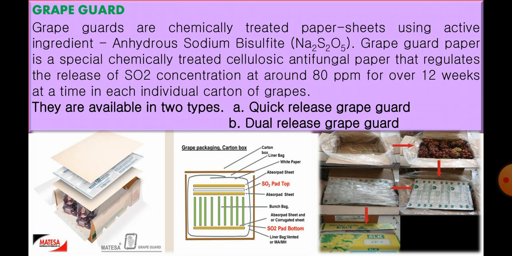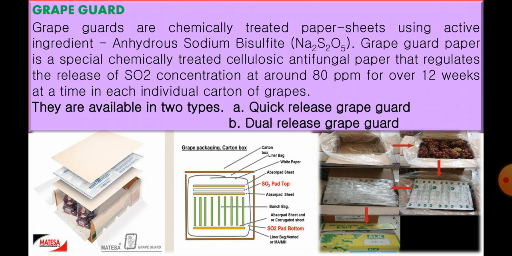SO2 concentration at around 80 ppm for over 12 weeks in each individual carton of grapes. Their function is to preserve the quality of grapes in store and transit by controlling decay. Grape guards improve quality by maintaining a sturdy, bright, and unshriveled appearance of the fruit. There are two types available. The first one is the quick release grape guard, and the second one is the dual release grape guard.